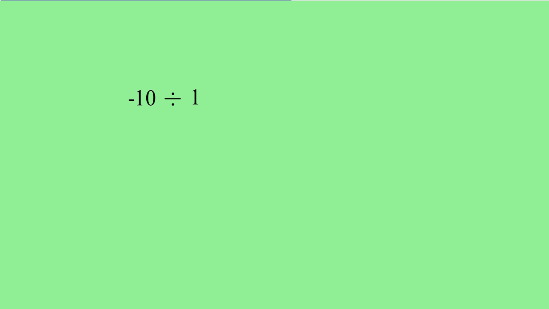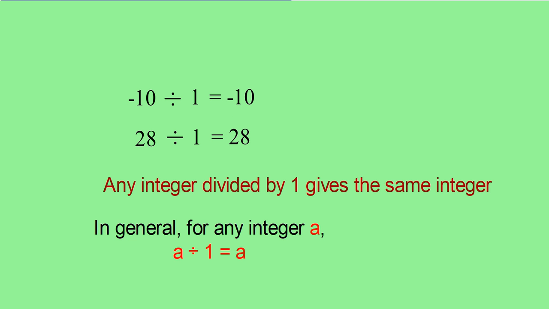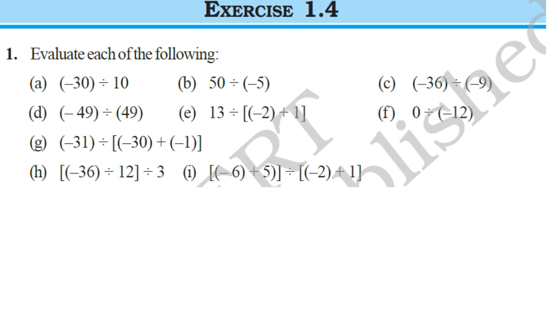What is negative 10 divided by 1? Yes, you are getting negative 10. What is 28 divided by 1? Yes, it is equal to 28. Or any integer divided by 1, you will get the same integer. So we can write any integer divided by 1 gives the same integer. Or in general, for any integer a, a divided by 1 is equal to a.